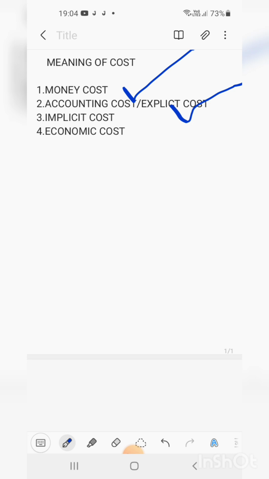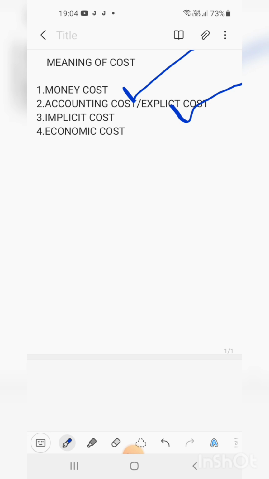He may use his own capital or can borrow. He may use his own building or can get one on rent. He may manage himself or arrange a salaried manager. So these are all about accounting cost or explicit cost.